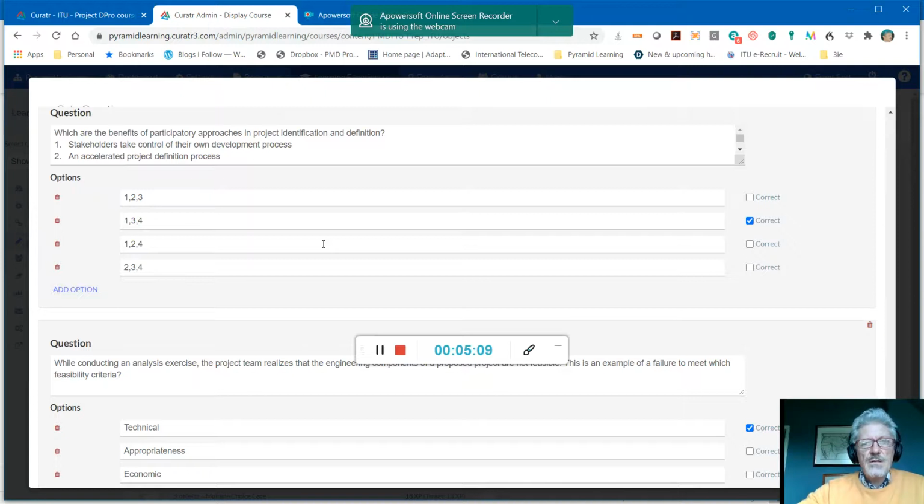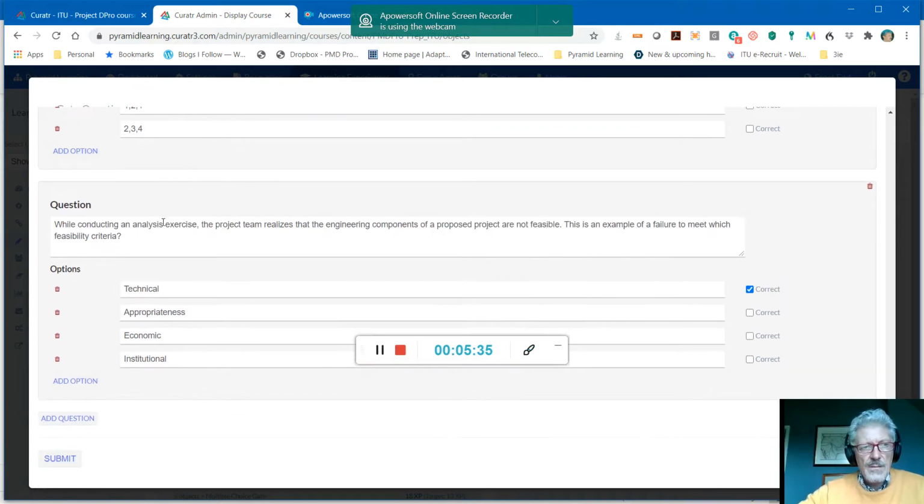What are the benefits of participatory approaches in project identification and definition? Well, as we've been discussing in the course, doing this well takes time. So it's not going to be an accelerated project definition process. It won't be quicker. Doing this properly may take longer. So we can see that this answer does not include 2, so it's the right one.